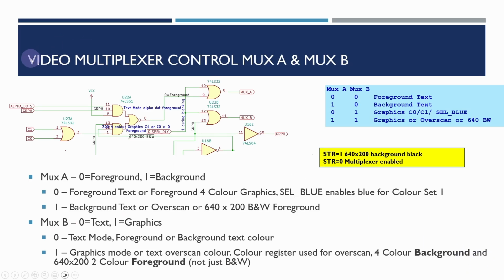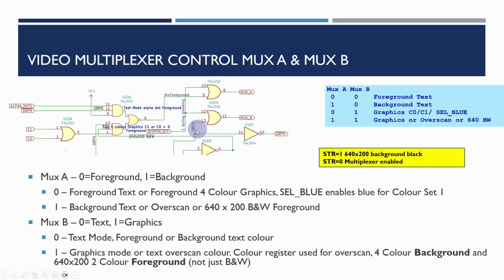So this is the logic that works out the values for mux A and mux B. And pretty simply, mux B determines if we're in graphics mode or not. So text mode is 0, graphics mode is 1. And then mux A really is foreground is 0, background is 1. And also then for 1, 1, we get graphics background or the overscan area, with an exception really, that the foreground color for the high-res 640 by 200 2-color mode is determined when this is set as well.